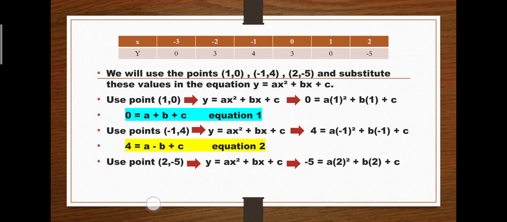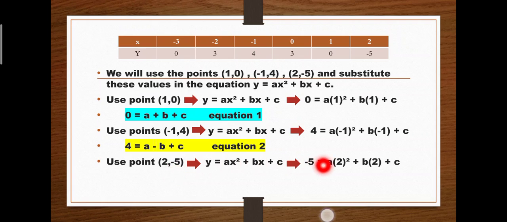Then, next is, we are going to use point (2, negative 5). Yung ikatlong point natin na pinili, 2 and negative 5. So, x is 2, y is negative 5. So, substitute natin sa equation na ito. So, y is negative 5, diba?